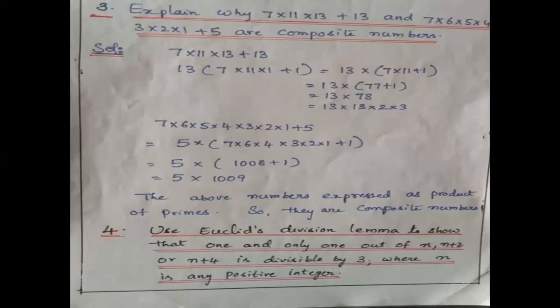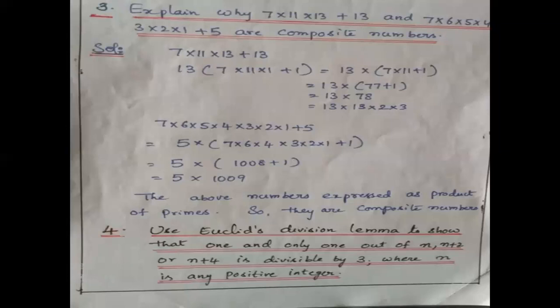Because nothing is left in the second one, we should write it here as 1. Now, when you multiply 7 into 6 into 4 into 3 into 2 into 1, the product is 1008, plus 1. 1008 plus 1 is 1009. So 5 into 1009. The above number and this number both are expressed as a product of primes, so they are composite numbers.